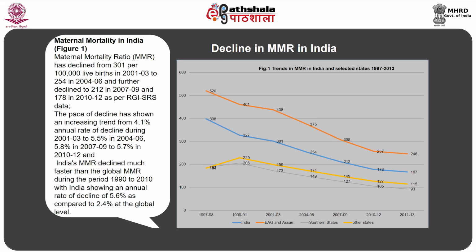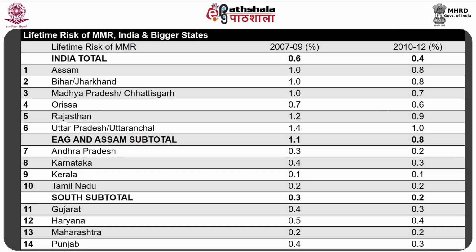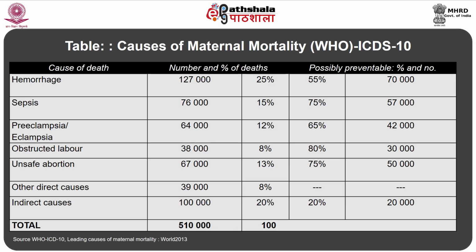The pace of decline has shown an increasing trend from 4.1% annual rate of decline during 2001-2003 to 5% in 2004-2006, 5.8% in 2007-2009 and 5.7% in 2010-2012. India's MMR declined much faster than the global MMR during the period 1990 to 2010, with India showing an annual rate of decline of 5.6% as compared to 2.4% at the global level. Lifetime risk and cause of MMR. In the coming table, lifetime risk in India, states and leading causes of maternal deaths is given.